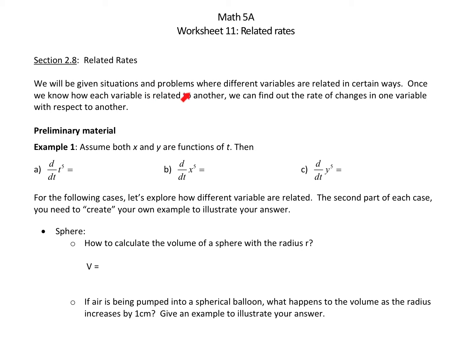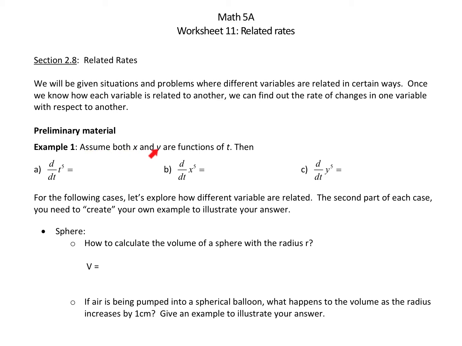We're given a situation and problem where different variables are related in certain ways. So we'll use all sorts of differentiation techniques we learned so far, chain rule, implicit differentiation, and all that stuff. Once we know each variable related to each other, we can find the rate of change. Sometimes instantaneous rate of change, which is basically the derivative, right? So we use that. Let's look at the preliminary material.